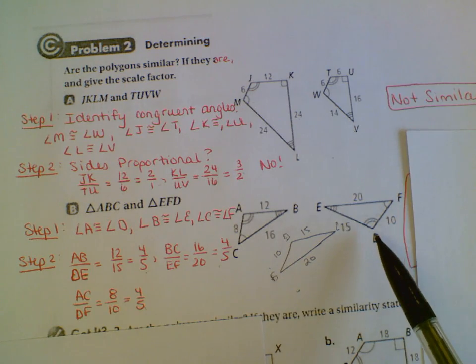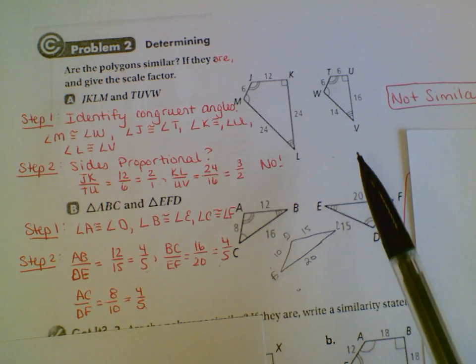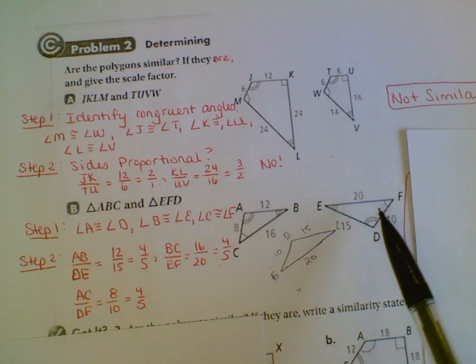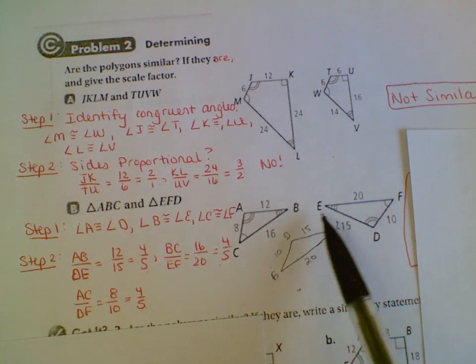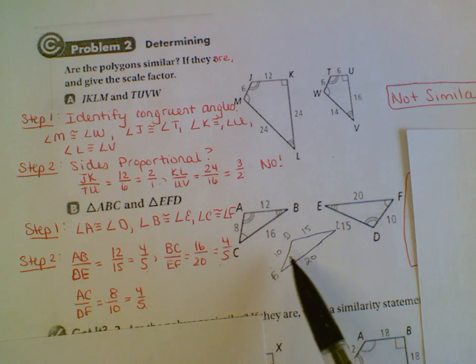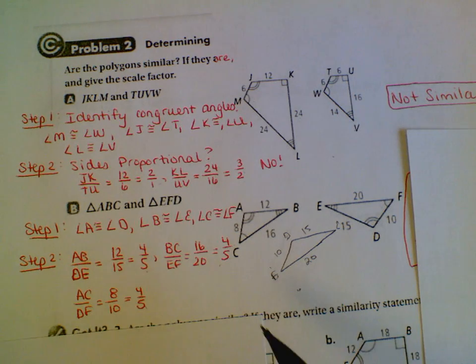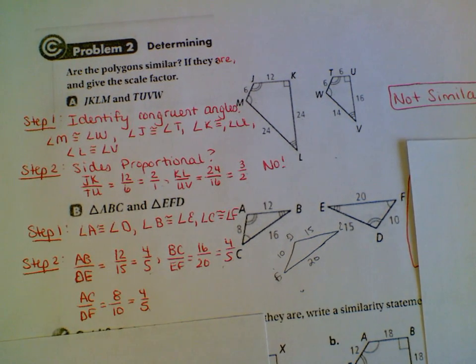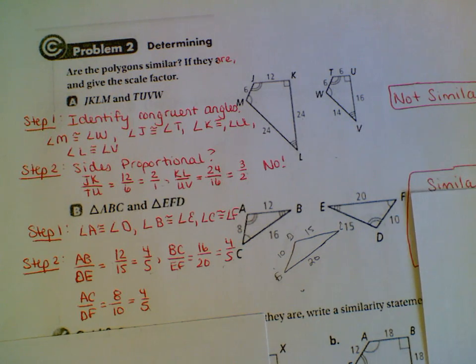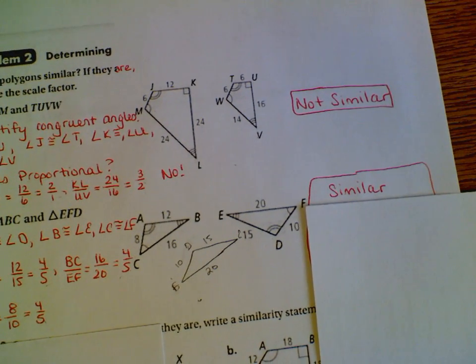So I would encourage you that for these particular problems, if they're not already lined up in their corresponding positions, rotate it, flip it, however you need to, draw it over here so that you can visually see which sides match to which sides. So notice that all of my angles are congruent, all of my sides are proportional. So this one is yes, they are similar to each other.